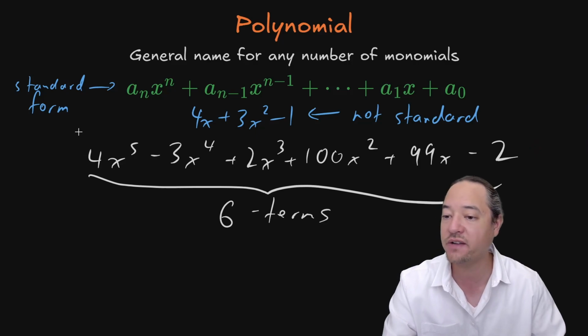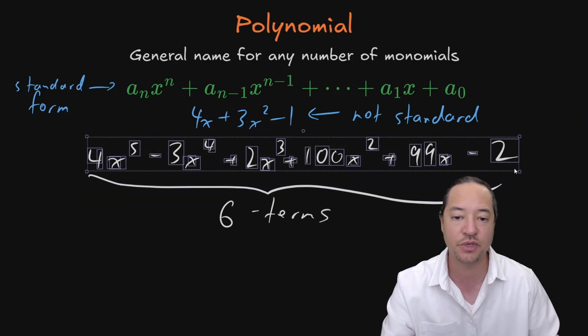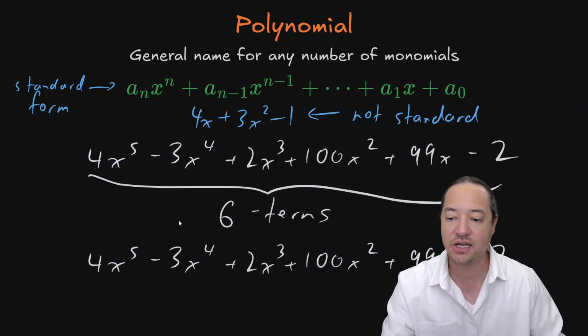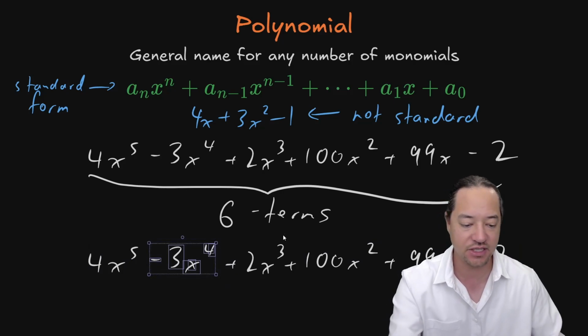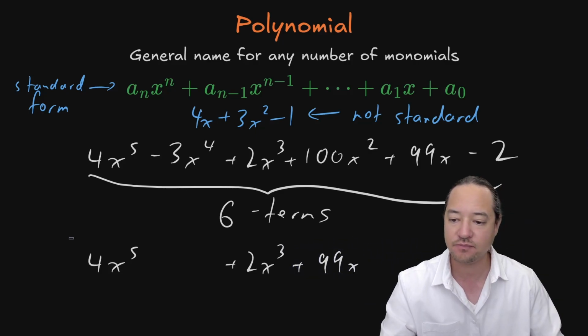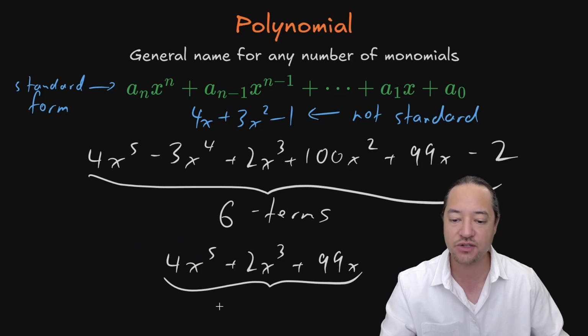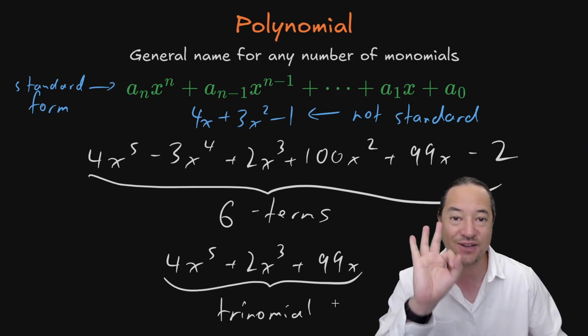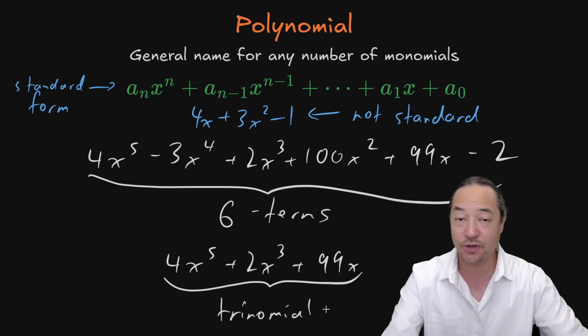So here we have a polynomial with 6 terms. Now, what if I was to take this polynomial and delete some terms? What if I delete this one, and this one, and this one? So now I've got a polynomial with 3 terms, and so we can call this a trinomial, just because it has only 3 terms. So that's the idea with a polynomial.